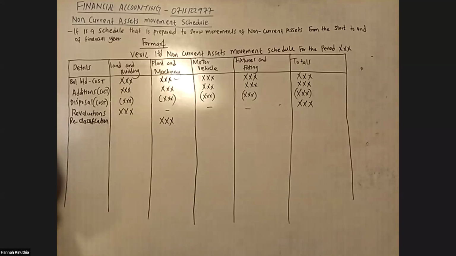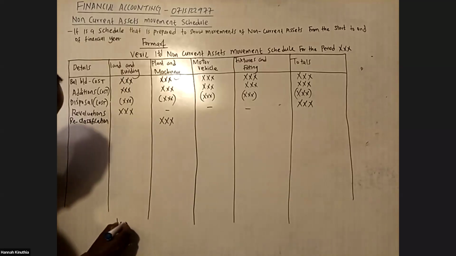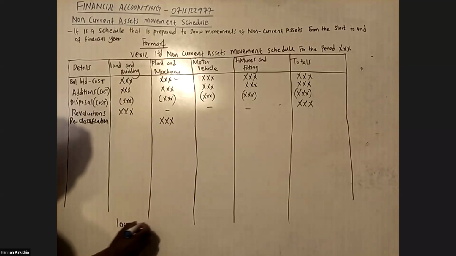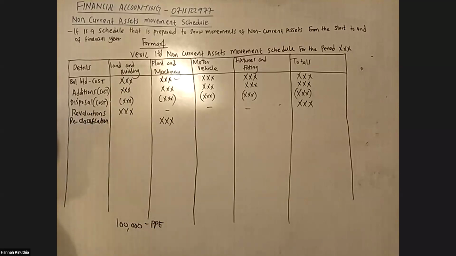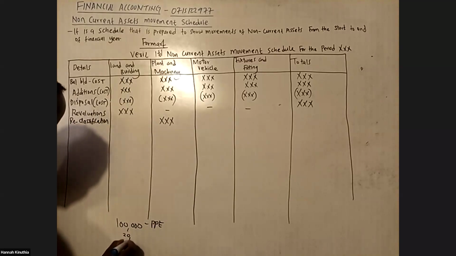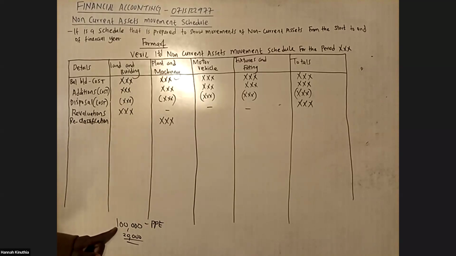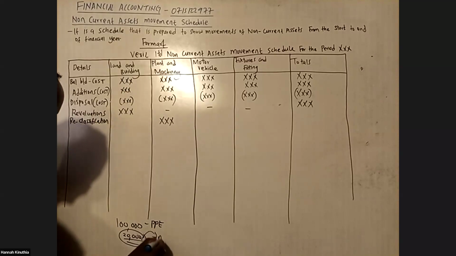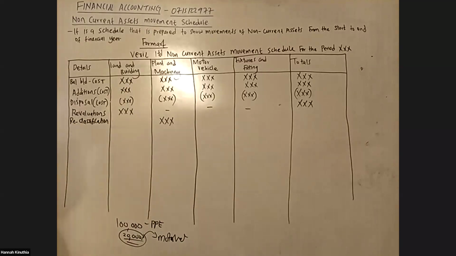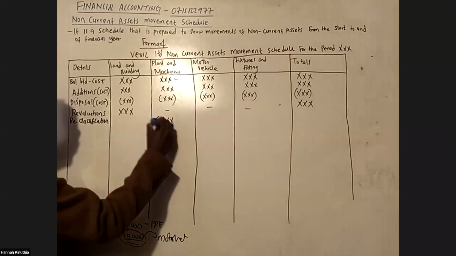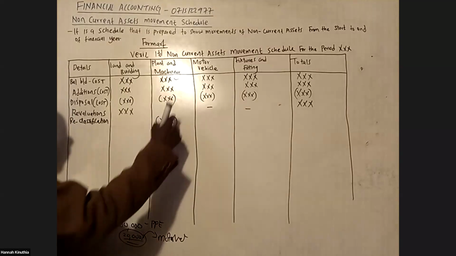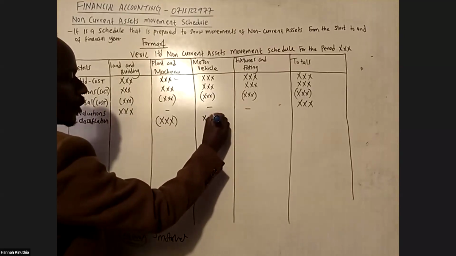You reclassify. For example, you had 100,000 in plant and machinery PPE. But out of this 100,000, you said this 20,000 is not supposed to be under PPE. It's supposed to be under motor vehicle. So you reclassify this one, then you transfer it to motor vehicle. That's what we call reclassification. So you remove it from plant and machinery, then you put it in motor vehicle.